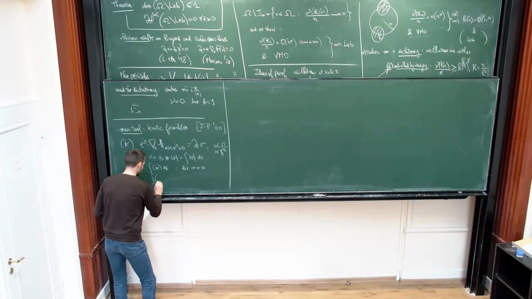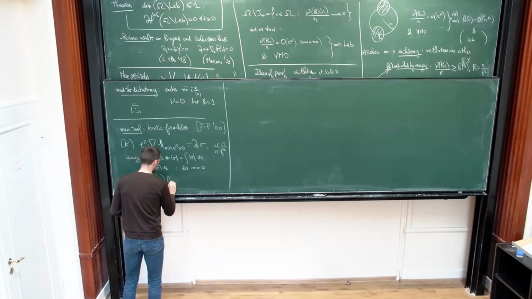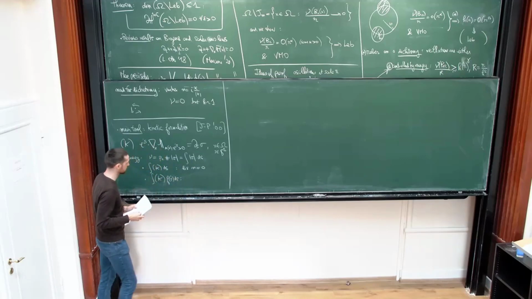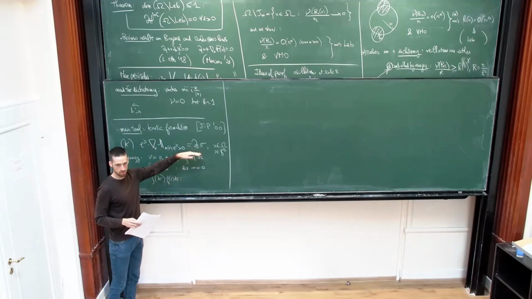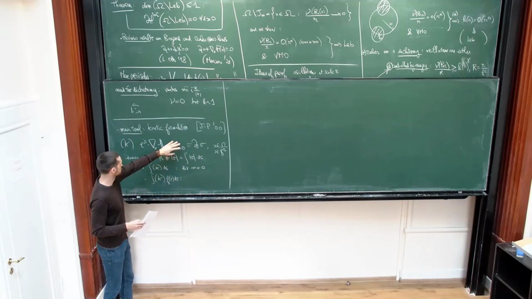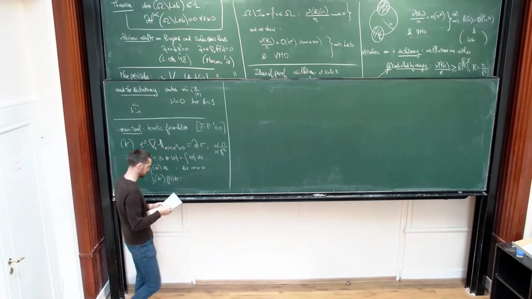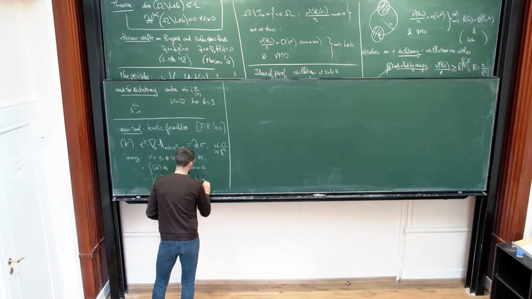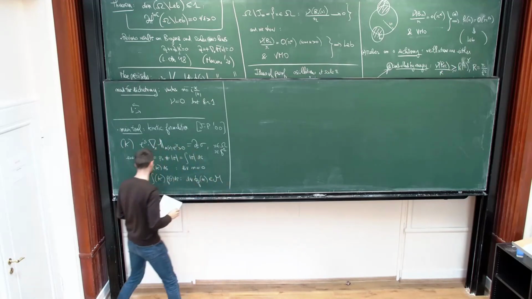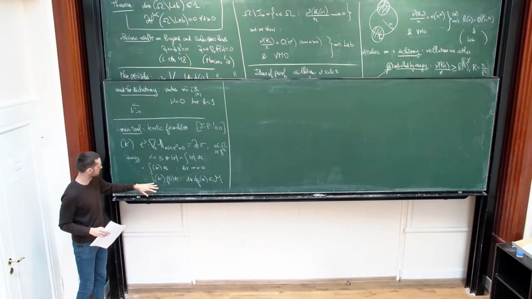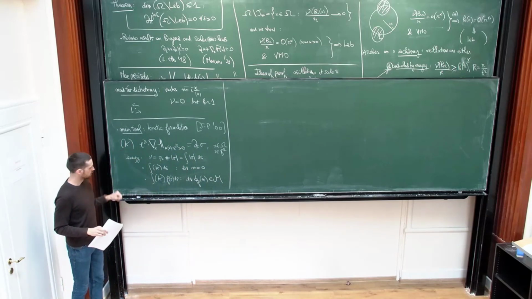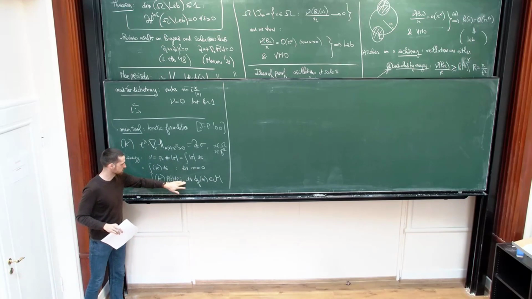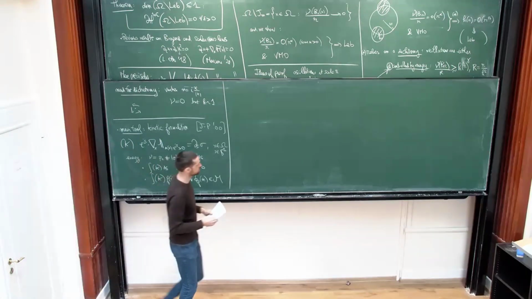Now you can keep playing that game and integrate against other test functions. When you do that, this will not go away anymore. You will have some measure, and here we'll get some entropy production. So this is really the relationship of that equation with the assumptions that we made. So that's one point.